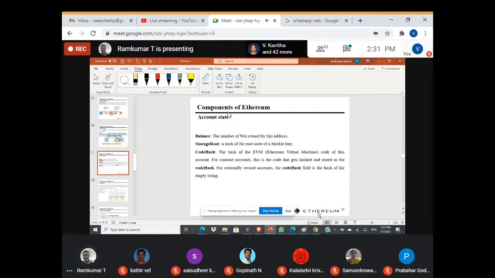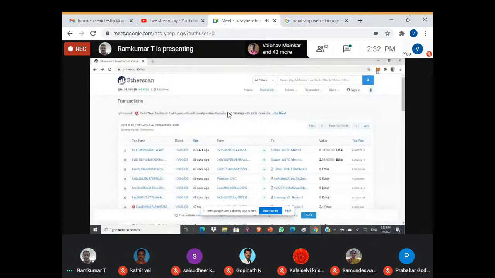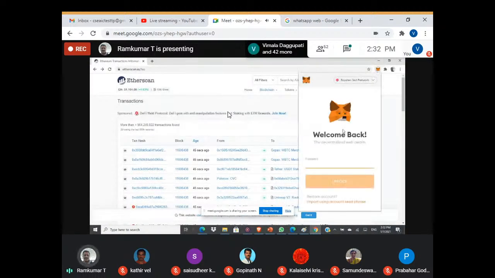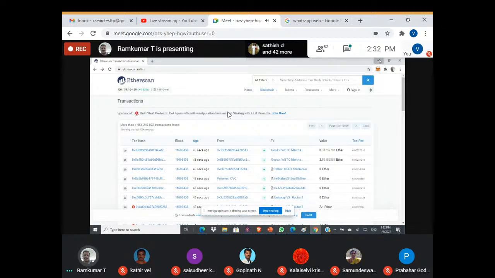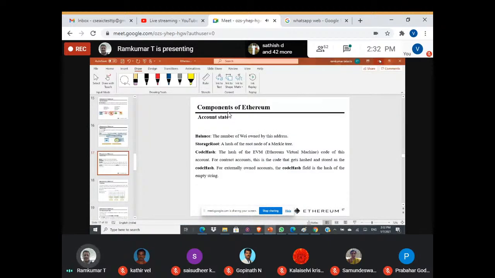Tomorrow I will show you the installation of MetaMask and all these things. Now this is my EOA. I have some ethers, right? So this is the balance which I have right now. The balance is how much value, how many Wei, what Wei is I will discuss in the later part. How many Wei are owned by this address right now.